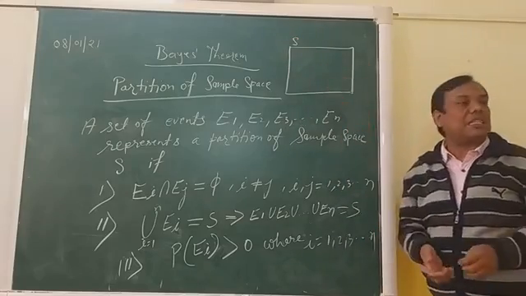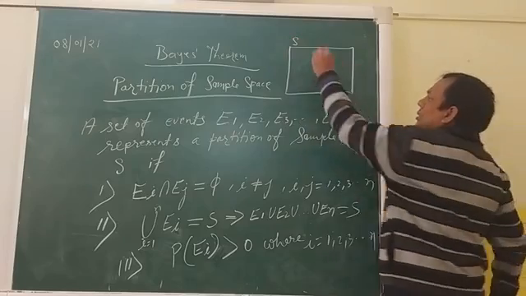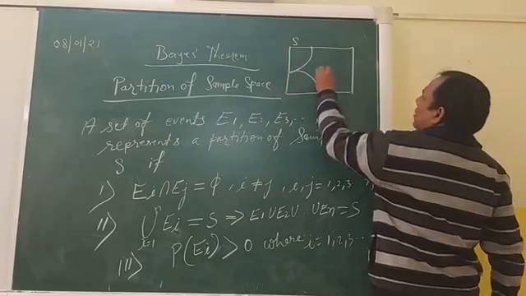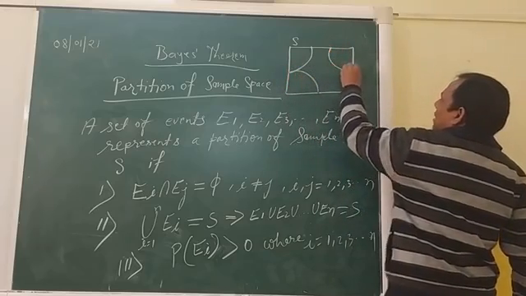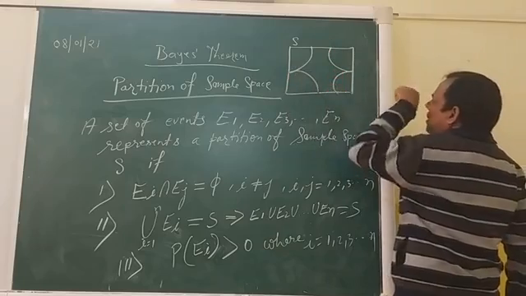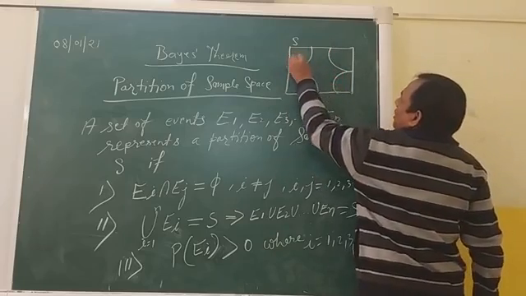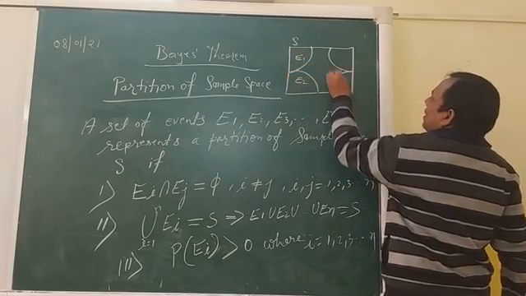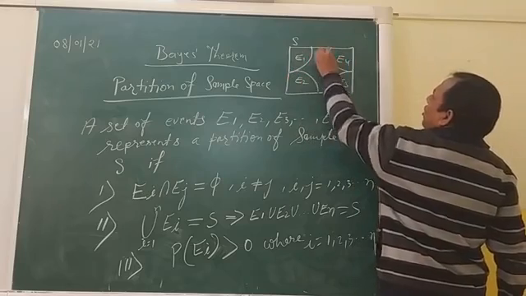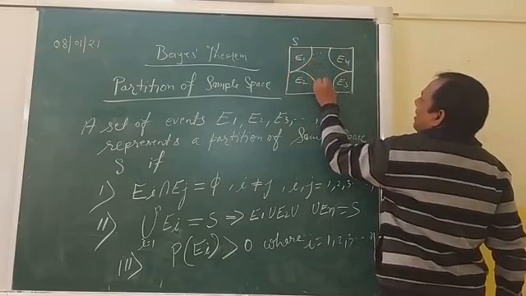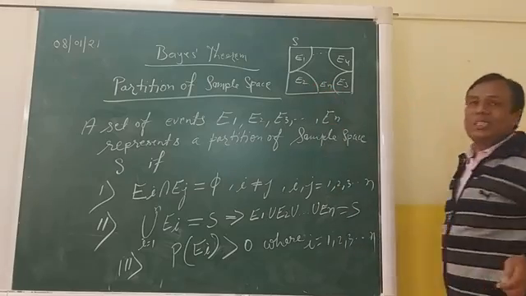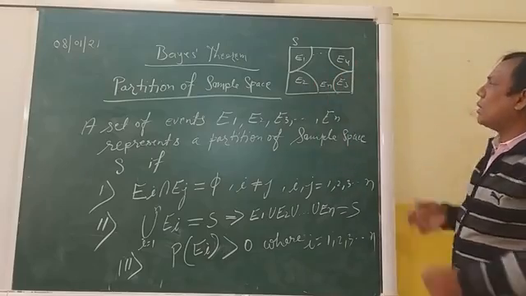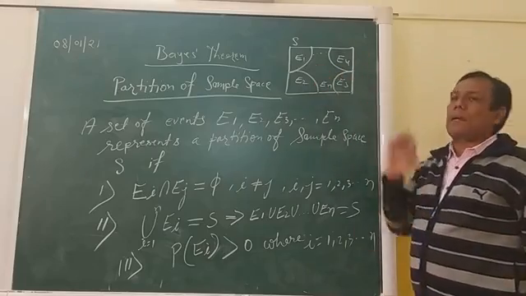This is a sample space S in which some events are there, like this. Suppose this is E1, this is E2, this is E3, this is E4, and suppose this is En. Events are there. But what you are seeing here is a sample space.